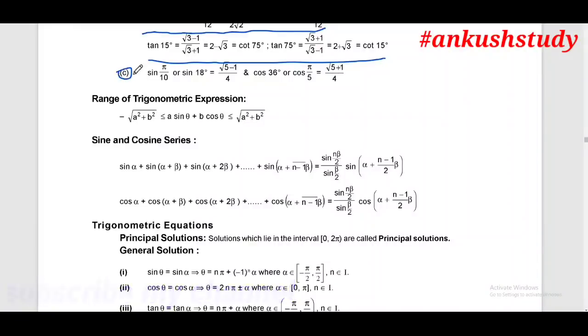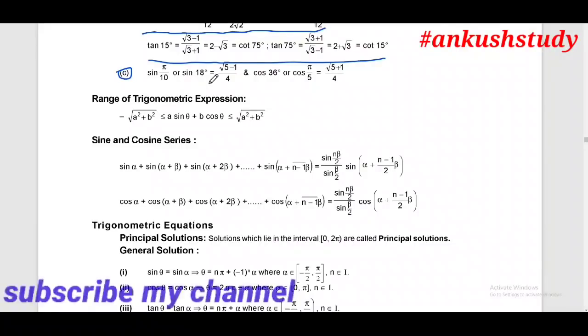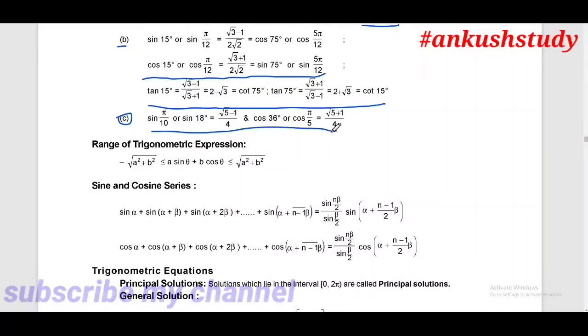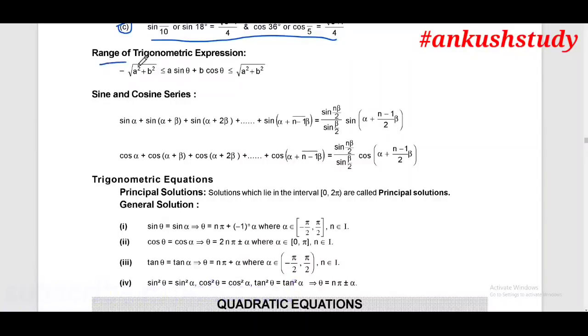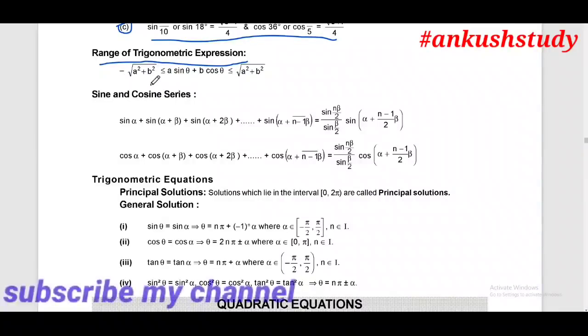And the third one is sine pi upon 10 or sine 18 degree equals (root 5 minus 1) upon 4, and cos 36 or cos pi upon 5 equals (root 5 plus 1) upon 4. Okay, so these are the formulas of the trigonometric ratios. So revise.